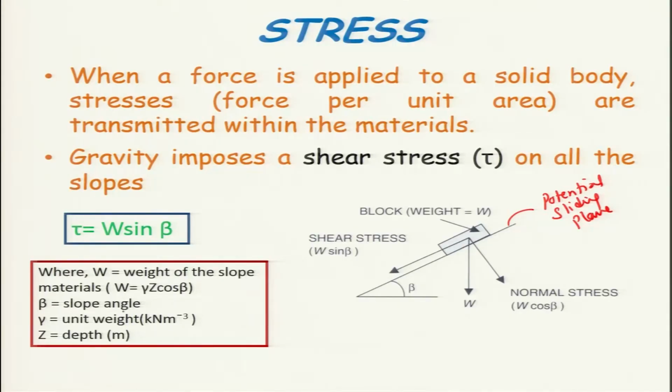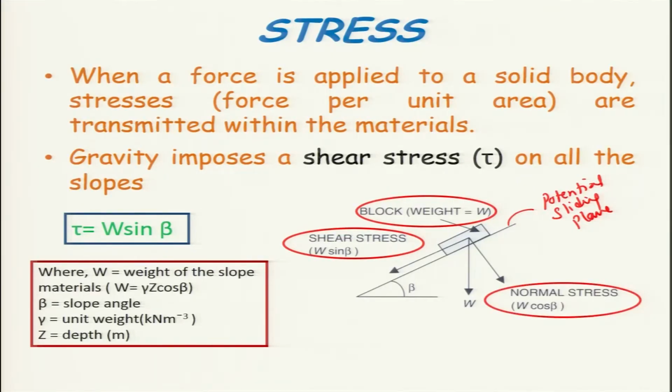So, beta is your slope angle, gamma is your unit weight, and Z is your depth. So, if you have all this information, you can easily talk about the factor of safety. Where you have the material which has been given as normal stress, and you take into consideration the weight and depth here.